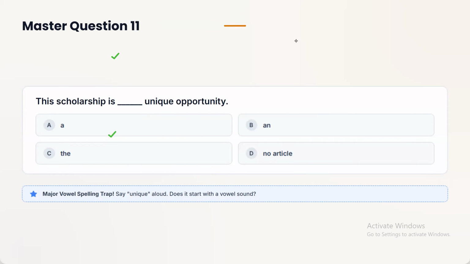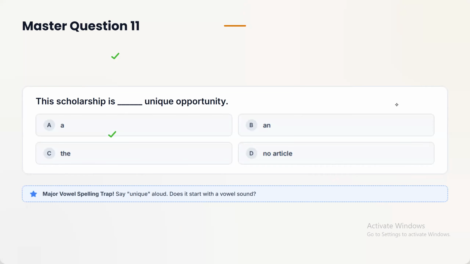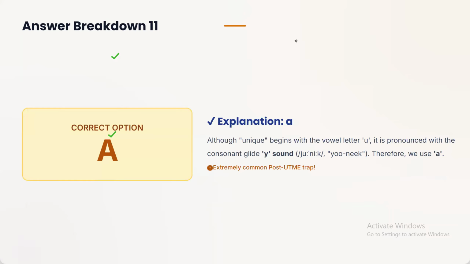Let's move on. This scholarship dash unique opportunity. Although unique begins with the vowel letter U, it is pronounced with the consonant Y sound. The word starts with a vowel letter, but it sounds Y, not U, just like university. So that would be a unique, not an unique. It doesn't even sound right. Have you ever heard something like an unique before? So it's literally a unique.